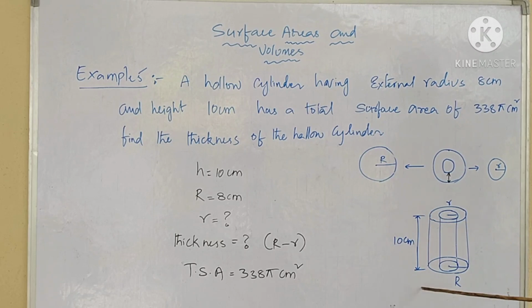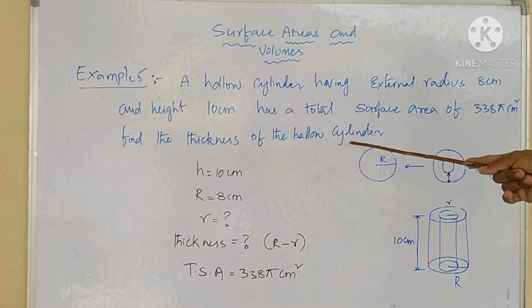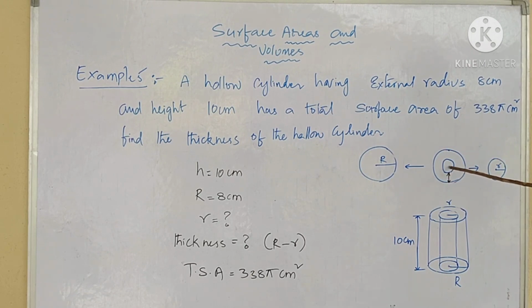The height is 10 centimeters, and it has a total surface area. Total surface area means this area and this one, plus the outside curved surface area and the inside curved surface area. So the total is 338 into pi centimeter square. Find the thickness of the hollow cylinder. Here we have to find the thickness of the hollow cylinder, which is our question mark.